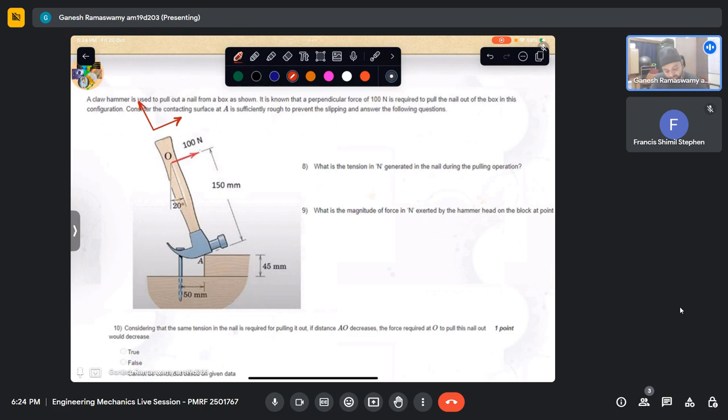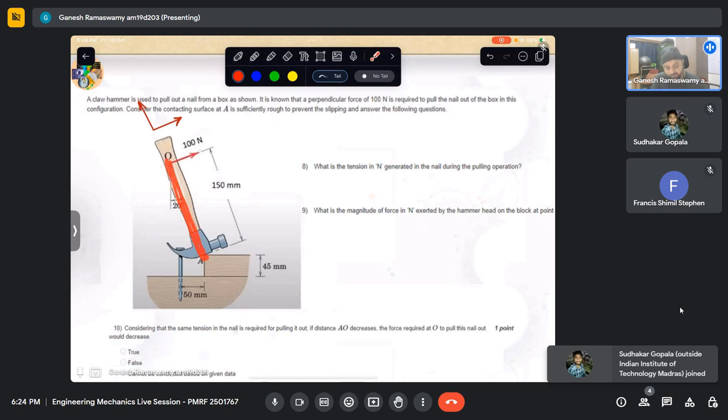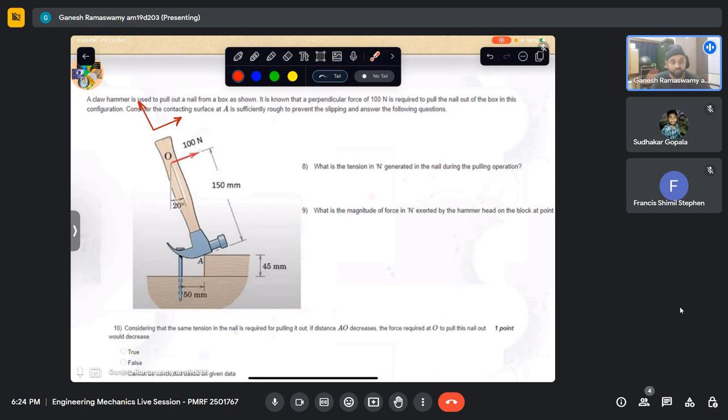and find this out. Now the third question, what it is asking is, considering that the tension required is same. So whatever 100 into 150 divided by 50, whatever force we got here, that is the tension required to pull this out. If the distance AO decreases, this is the distance AO. If this happens to decrease, then the force required would also decrease. So what they are trying to say.